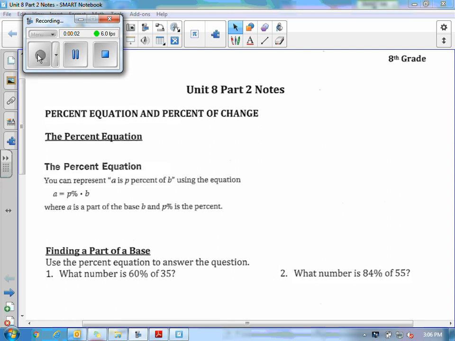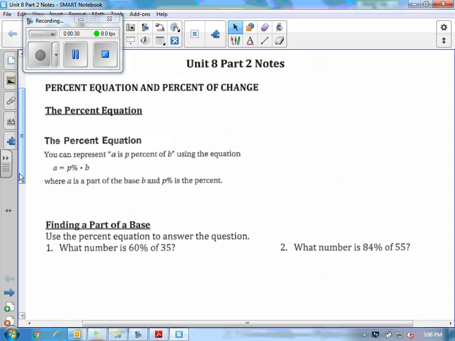In Unit 8, Part 2, we are talking about information that you might have touched on at the end of 7th grade, but there's a pretty good chance you have not seen this before. Again, there's a lot of material in here, so please make sure you take your notes and ask questions if you have any. So in Part 2, we're looking at the percent equation and how to calculate percent of change. It can be difficult, but if you just follow the rules, it should be easy.